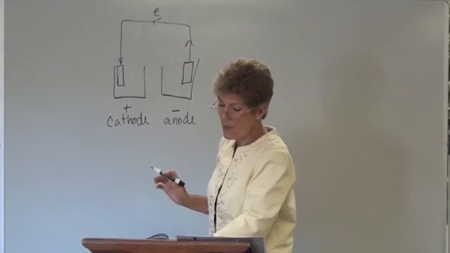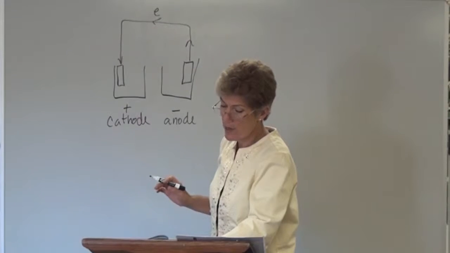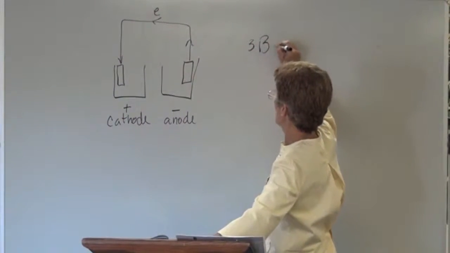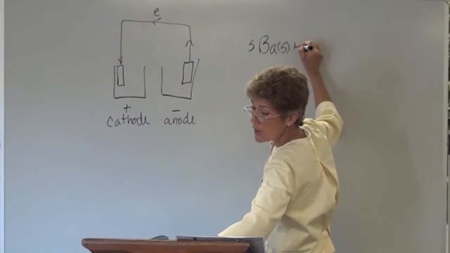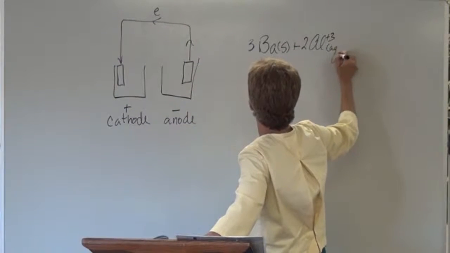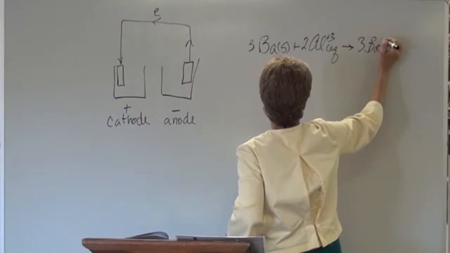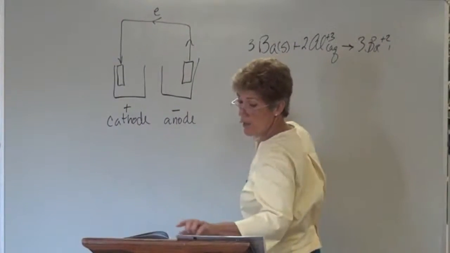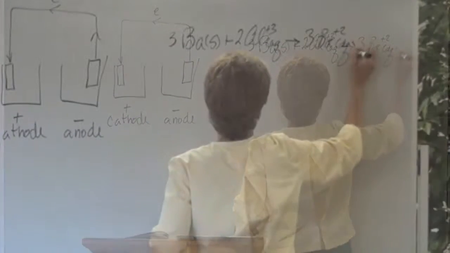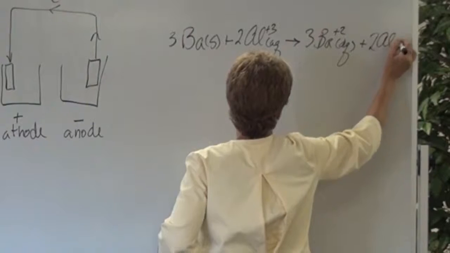Okay, and then we look at the equation, and it starts with barium. Here, I'm going to go ahead and write this here. We have 3 barium solid plus 2 aluminum 3+, and that's aqueous, yields 3 barium 2+, and that's aqueous, plus 2 aluminums, and that's solid.